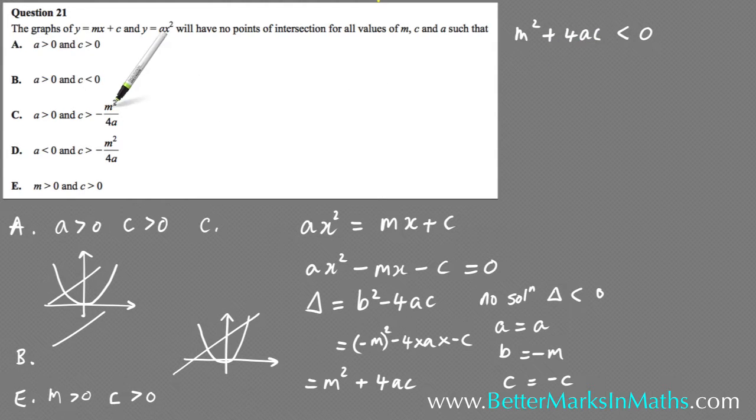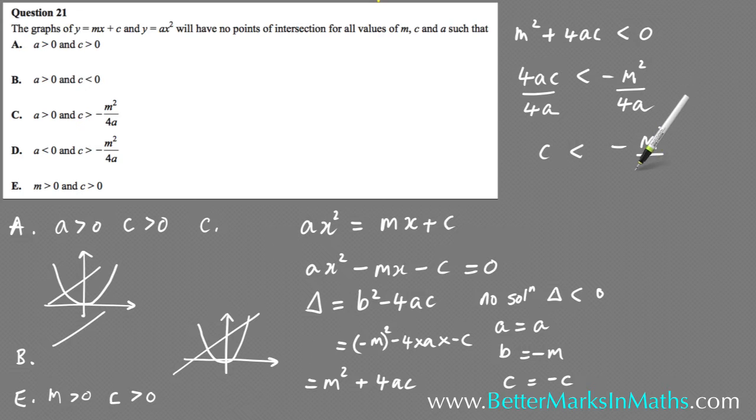So because these are in terms of c, or c is the subject, I'm going to keep this term here and move m squared to the other side, so you get 4ac is less than minus m squared, and then divide both sides by 4a, and you will get c less than minus m squared on 4a. However, so that's actually this side of the inequality, which is correct. However, the sign is not pointing the same way. So this is c greater than that. This is c less than.